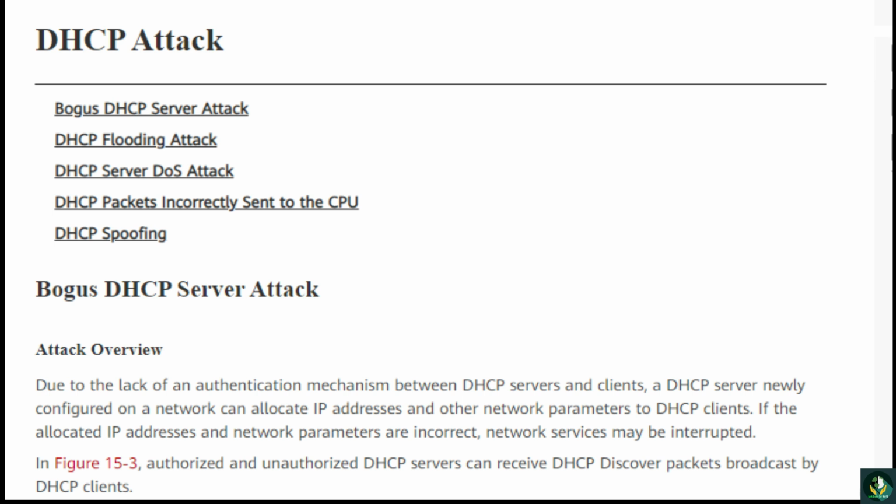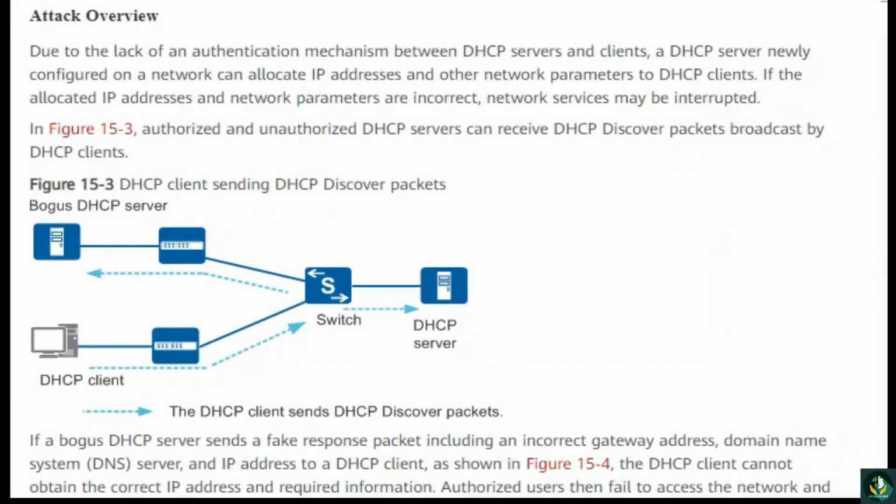Let's check all the DHCP attacks: spoofing, DOS attack, flooding. So, attack overview: due to the lack of an authentication mechanism between DHCP servers and clients, a DHCP server newly configured on a network can allocate IP addresses and other network parameters to DHCP clients. If the allocated IP addresses and network parameters are incorrect, network services may be interrupted. Look at this figure.